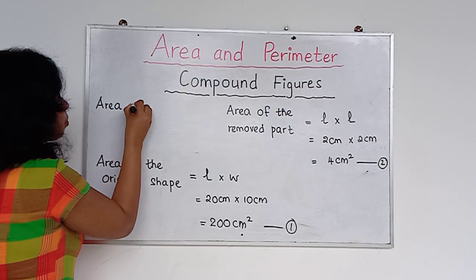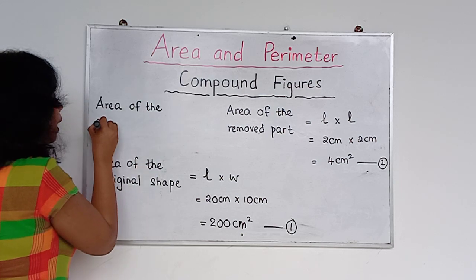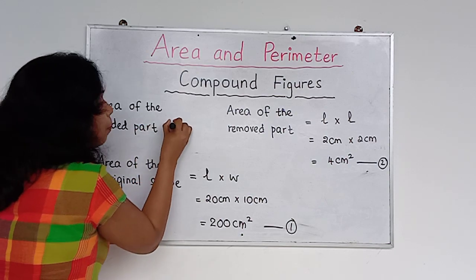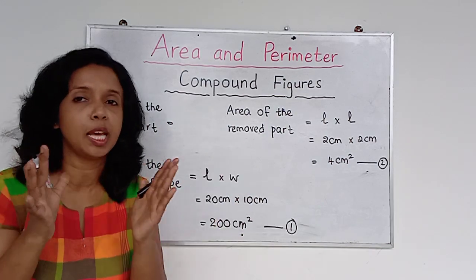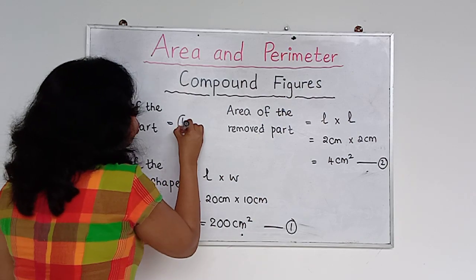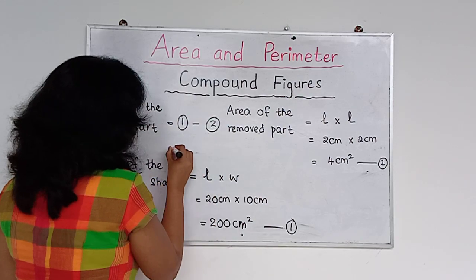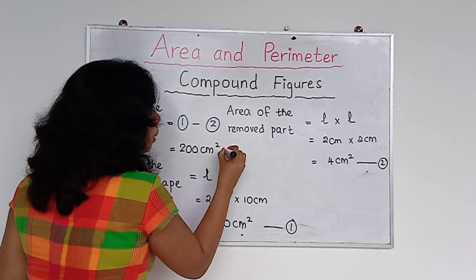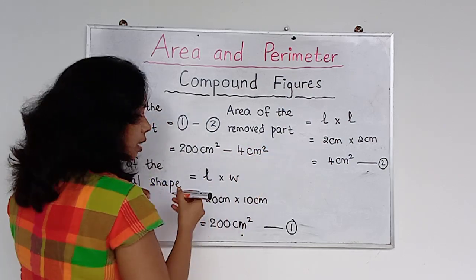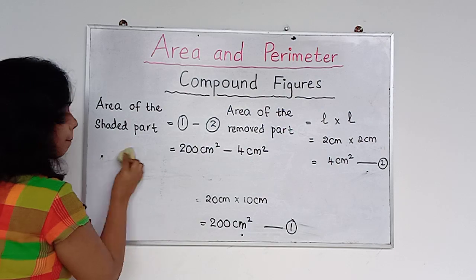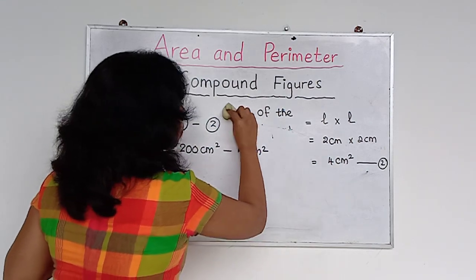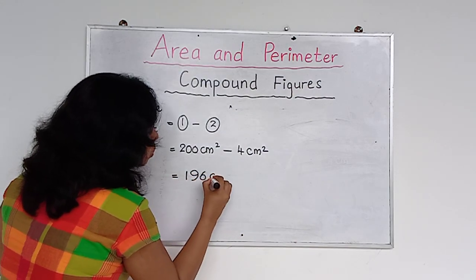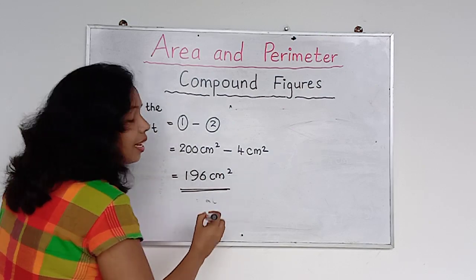Area of the shaded part. So, area of the shaded part should be what, children, now? Earlier we added them together. Now, it should be 1 minus 2, right? This is 200 square centimeters minus 4 square centimeters. It is 196 square centimeters. This is the remaining part.